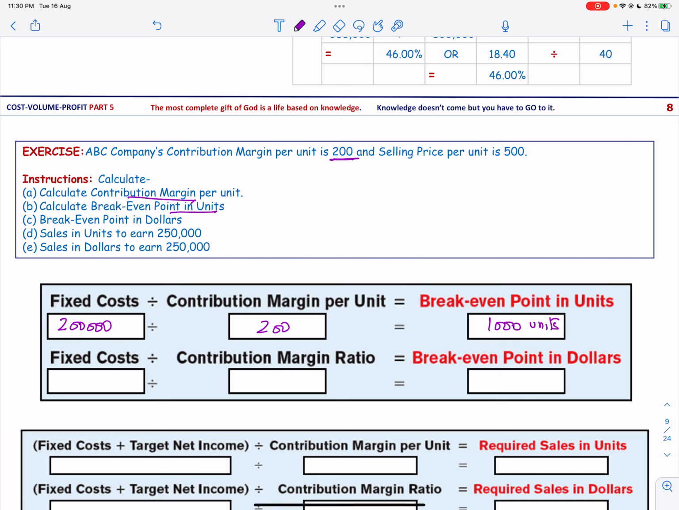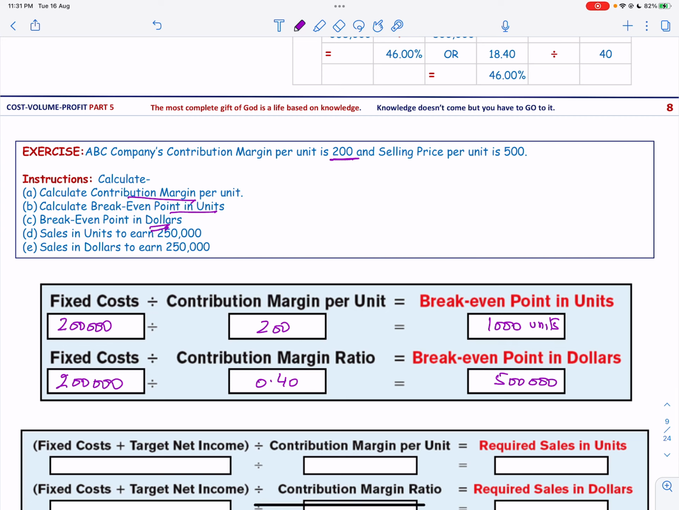Then they ask to calculate the break even point in dollars, and for this again we have the fixed cost, that is 200,000, and now we will be using the contribution margin ratio, and the contribution margin ratio is 0.4, so that makes us 500,000.